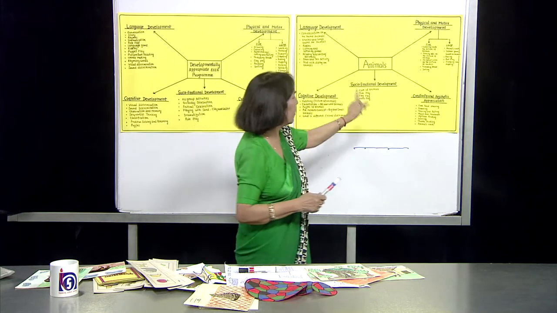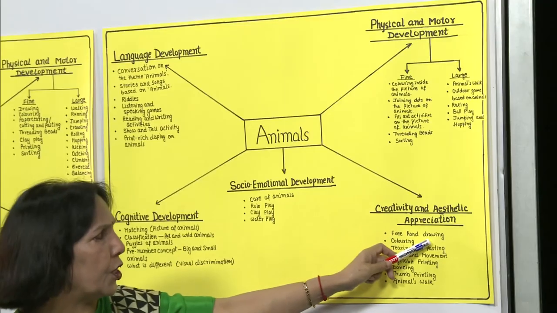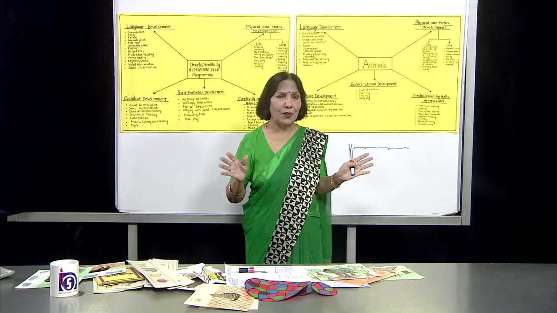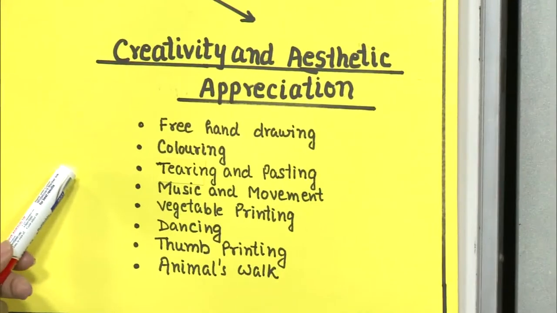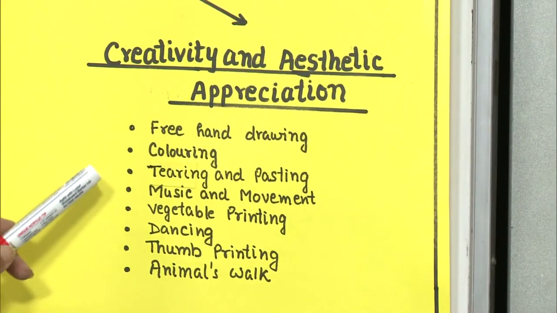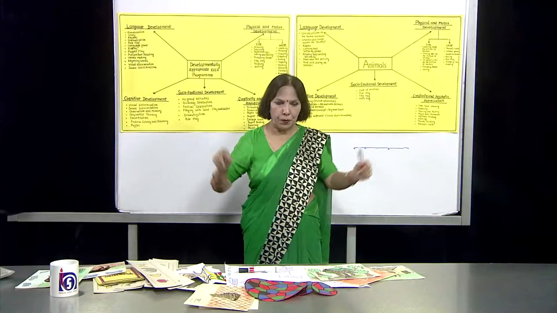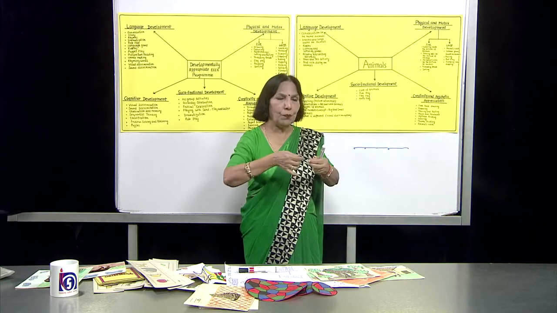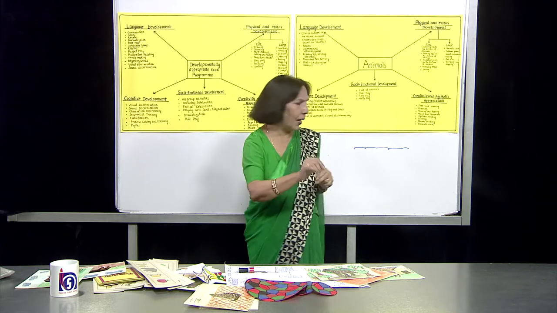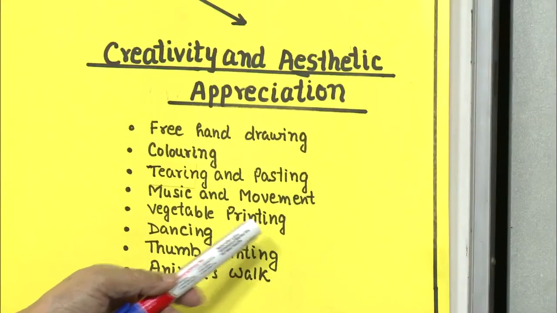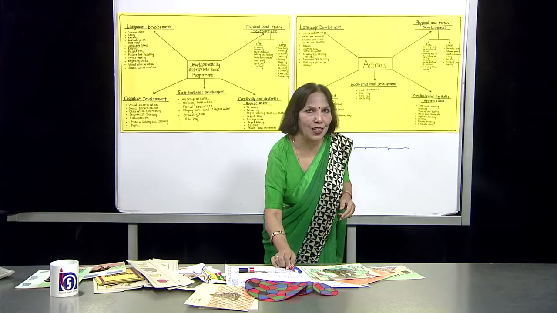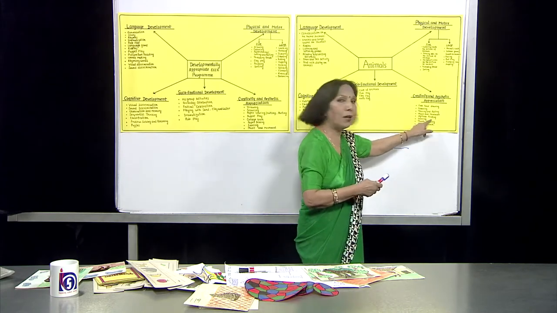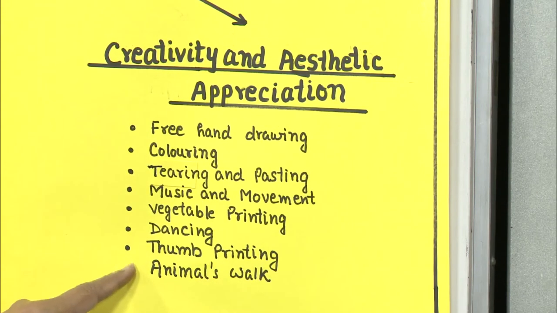So all these, last one, creativity and aesthetic appreciation. Freehand drawing, ask the children to draw any animals they like. So they will draw. And coloring, coloring inside the animal's picture. Tearing and pasting, there will be an outline of any animal, and ask the children to tear the paper and paste inside the animal's picture. Music and movement. Make music and children will walk. So music and movement, vegetable printing, dancing, thumb printing, animals walk.